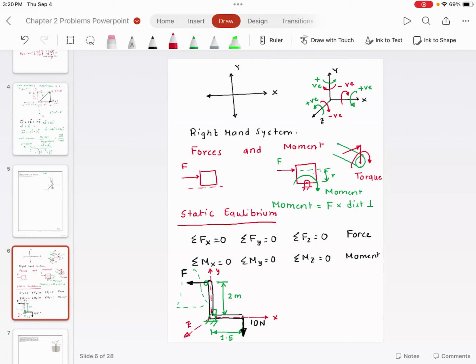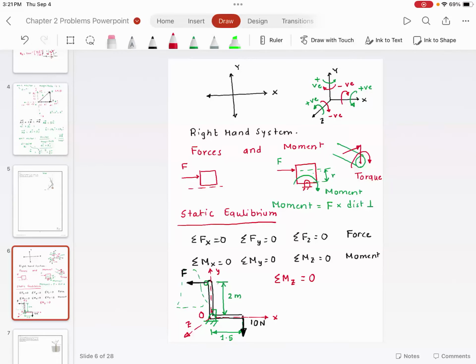Do you agree with me? In other words, I'm going to find the moment about this hinge O. So I'm going to say the summation of moment about Z is equal to 0. Now I want you to tell me, can you see that this force is going down? If I look at the moment given by this force, this is the force multiplied by this distance.